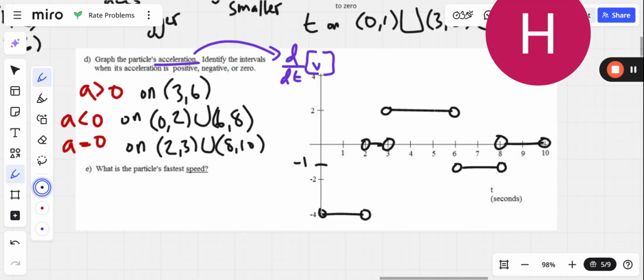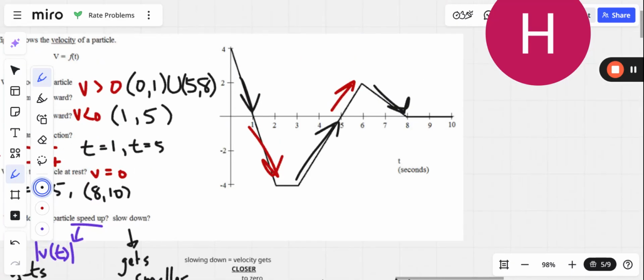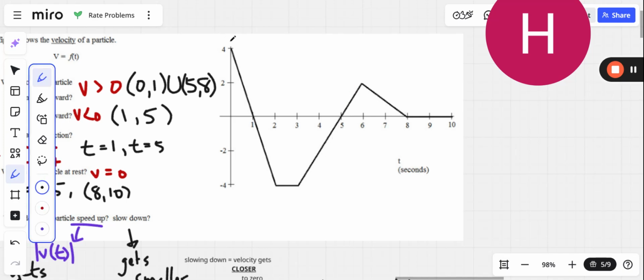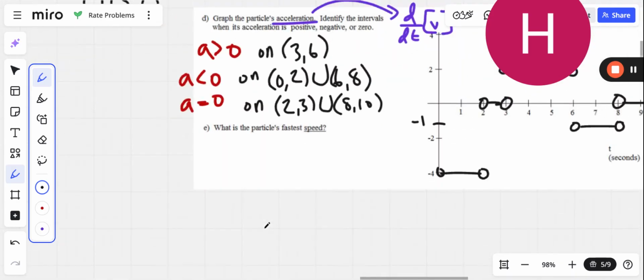Okay. Now, what is the particle's fastest speed? It's a good question. Well, we should just look at the velocity graph, I think. It's easiest to take a look at that. So what's the most that this speed is? We see that the velocity is a +4. It's pretty fast compared to all this. And then we have a -4. Those are the same speed. They're just opposite directions. So we would say 4.